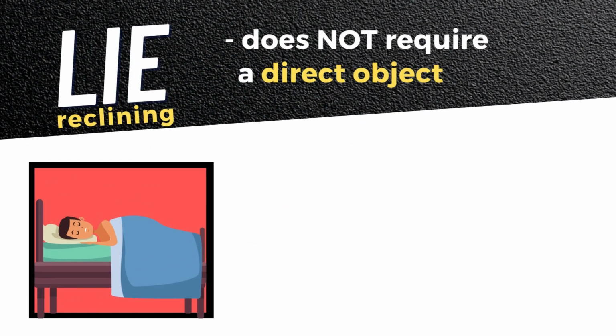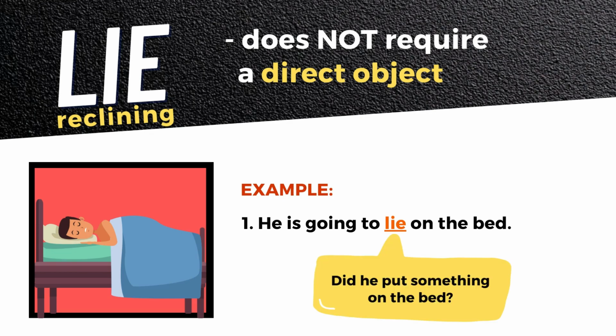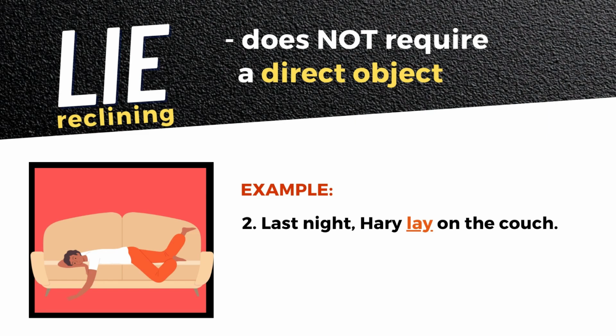Now how about the word lie? Lie, which means reclining, does not require a direct object. For example, he is going to lie on the bed. Did he put something on the bed? No, he didn't. This means that lie is correctly used in this sentence because there is no direct object. How about in number 2? Last night, Harry lay on the couch.